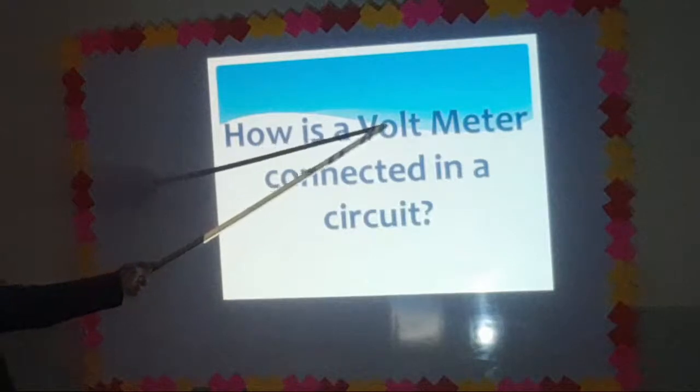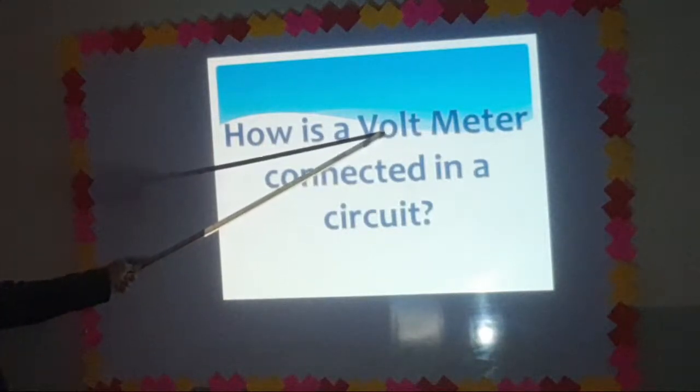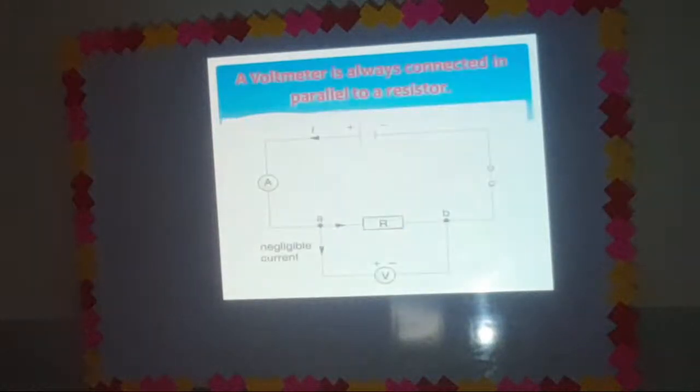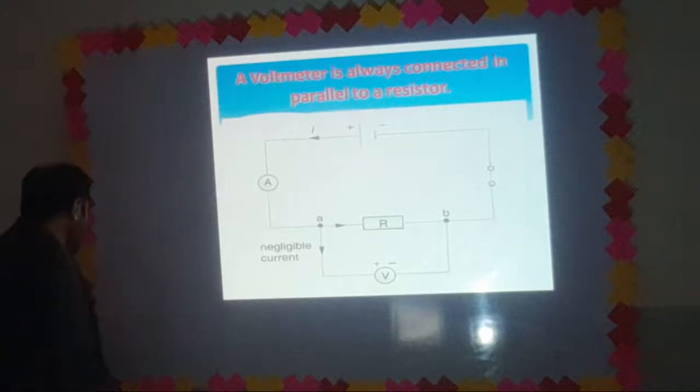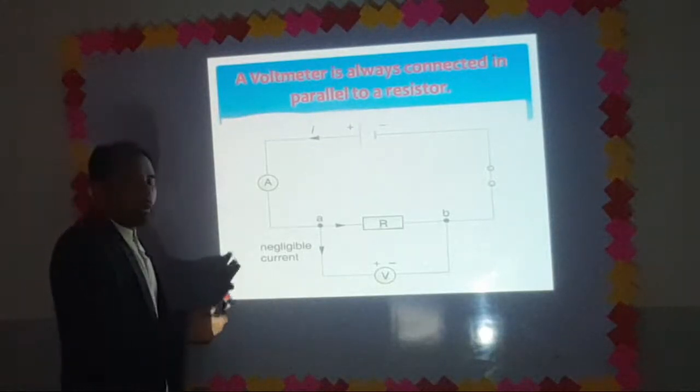When we were discussing ammeter, we explained that ammeter must be connected in series, but the voltmeter must be connected in parallel. What does parallel mean? Parallel means the connection of different instruments in which current has more than one path.